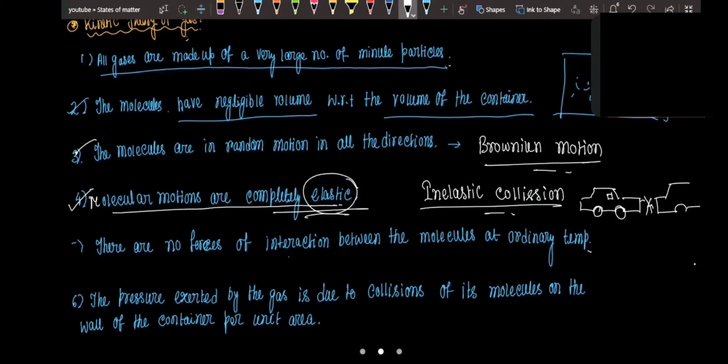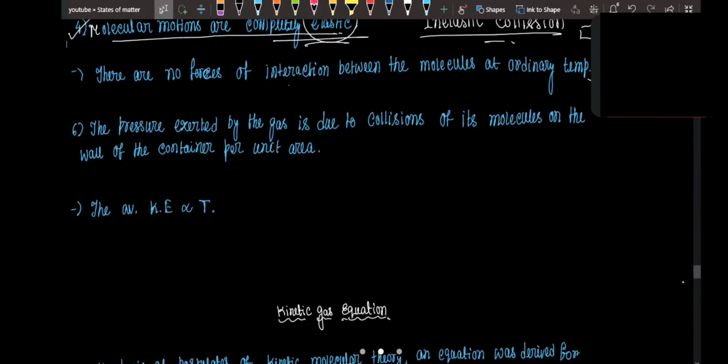Okay, and there is something called mean free path, which is the path they are covering between two collisions. And this is something we are going to talk about later. Right now, we'll be moving on to point number 5. There are no forces of interaction between the molecules at ordinary temperature, which means they are not attracting each other, they are not repelling each other, no such forces are working, which is a bit disturbing for us. That's going to collapse in the near future, because two celestial bodies would definitely attract each other, isn't it? So that's not happening in this point, which is a bit shaky of a concept, right?